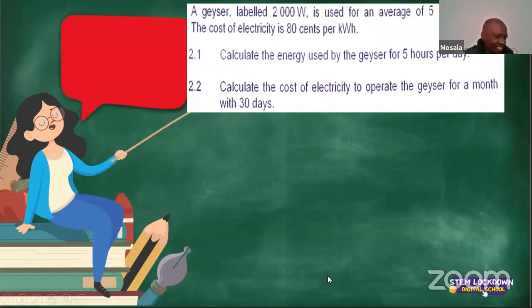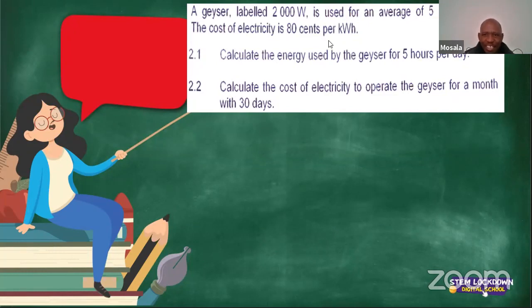Right, now let's continue and look at some of these questions that are applicable, particularly for today's lesson. Today's lesson, we want to know about power, energy and power in electric circuits. So in here, we want to know the effect of the geyser. A geyser labeled 2000 watt is used for an average of 5 hours per day. The cost of electricity is 80 cents per kilowatt hour.